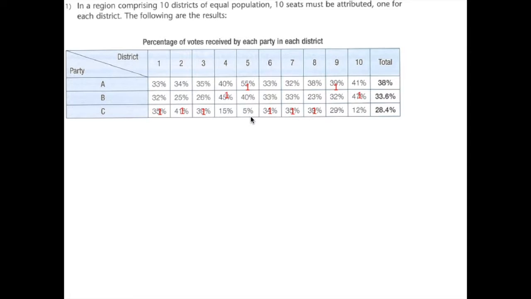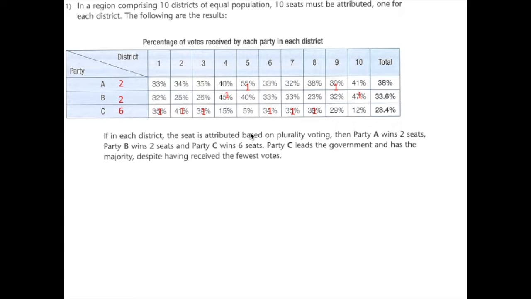And that's it. All together, A wins 2 seats, B wins 2 seats, and C wins 6 seats, which seems fine until you look at the totals. If you added all of this up and divided by 10, you'd get 38% of the vote going to A, 33.6% going to B, and 28.4% going to C. So C has a majority of the seats, but a minority of the popular vote. If in each district the seat is attributed based on plurality voting, then Party A wins 2 seats, Party B wins 2 seats, and Party C wins 6 seats. Party C leads the government and has the majority despite having received the fewest votes.